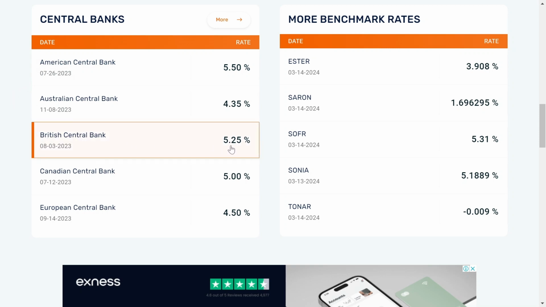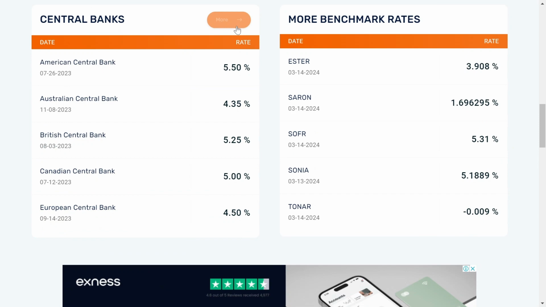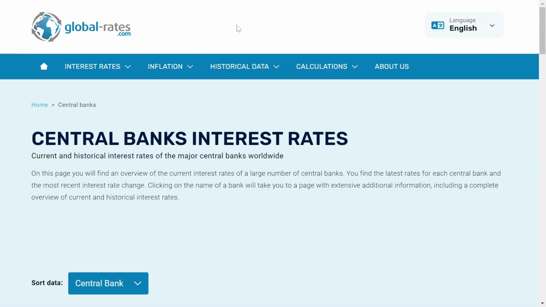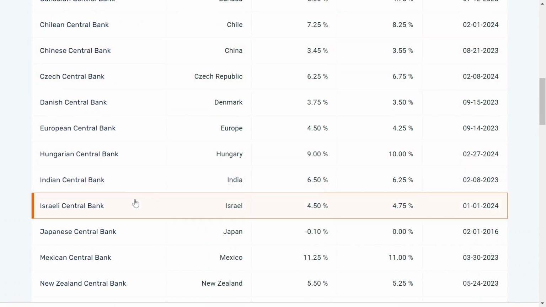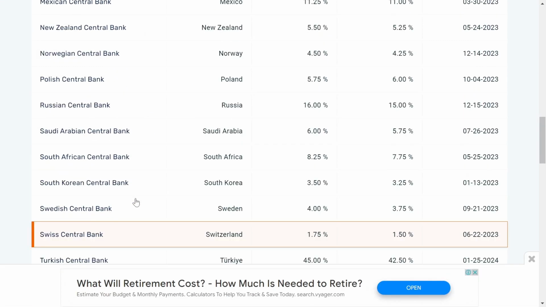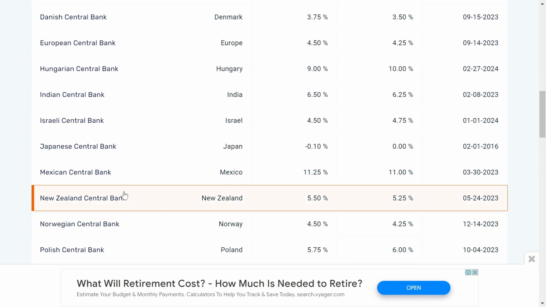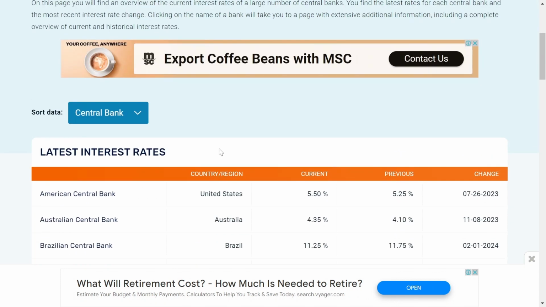You can see for the pound it's 5.25, for Canada it's 5, European Central Bank is 4.5. If you click more, it should give you more. It gives you a view of the global interest rates. You can actually search for any country and you'll be able to see what the rate is. You can see for Japan, it's negative 0.1. It has been this way since 2016. Quite a long time to maintain negative interest rates.